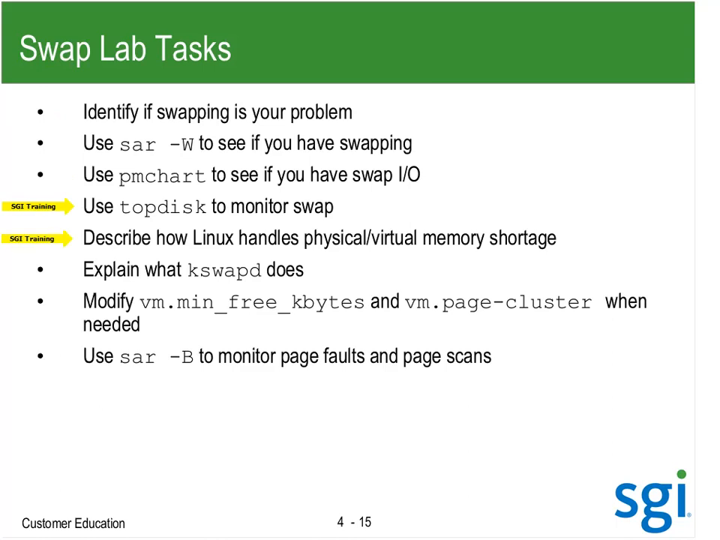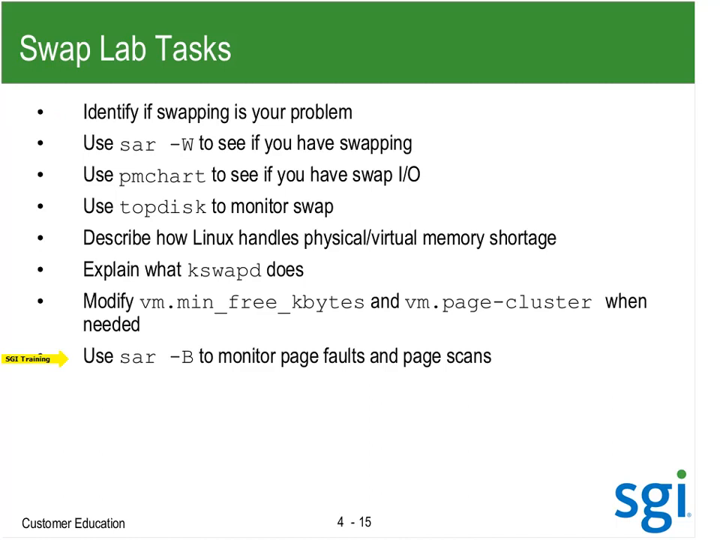And again, we're going to come back to describing what to do when we have a memory shortage situation. But we're going to trim the slab first, then the page cache. I want to explain kswapd later in the week. And then there is a lab to play with min_free_kbytes and page-cluster. And then also being able to use sar -B to look for page faults.